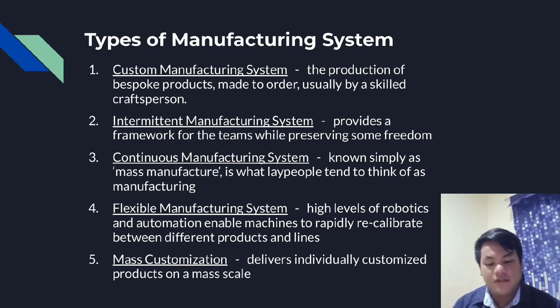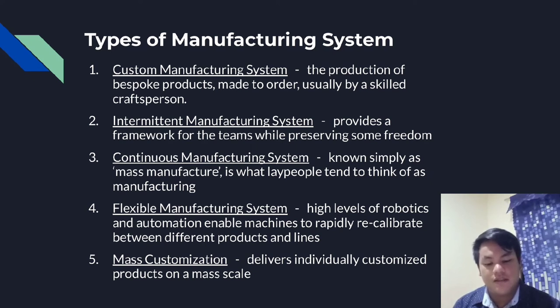Intermittent manufacturing systems can also be used for batch production, limited runs of similar products, usually to fill specific orders. Clothing is a large scale example which is often produced intermittently, responding to demand for particular designs.